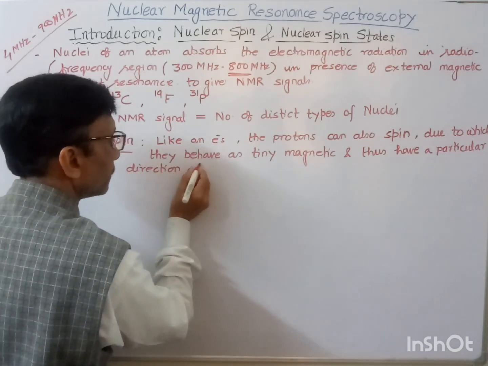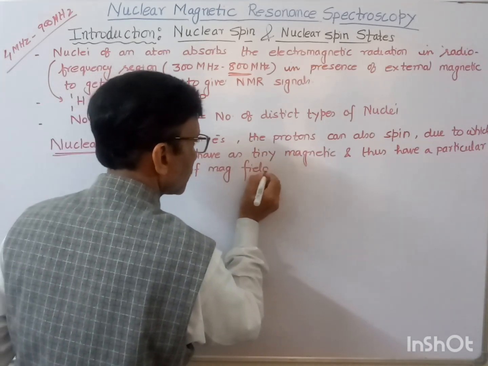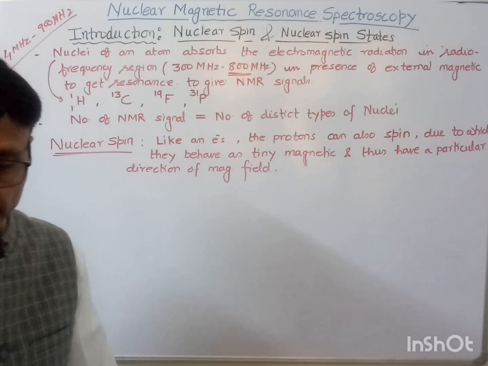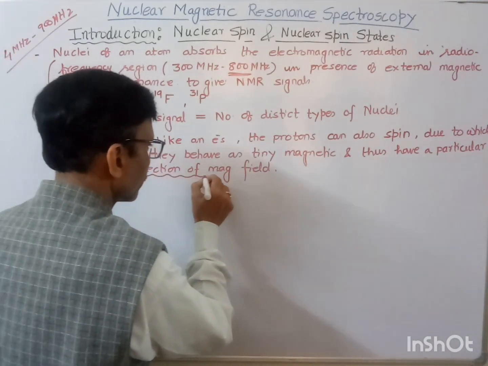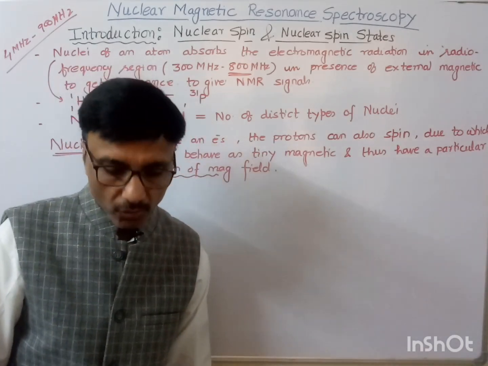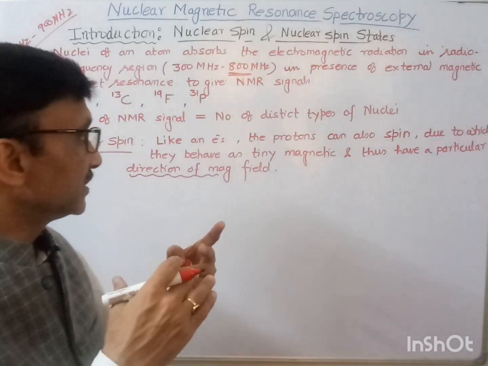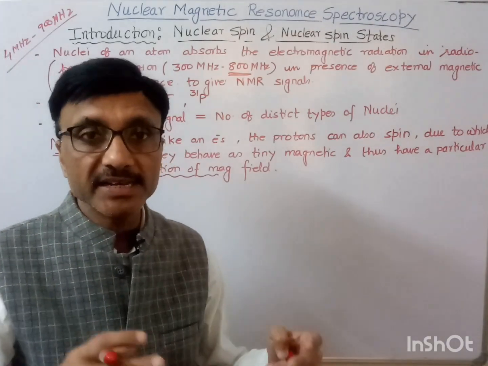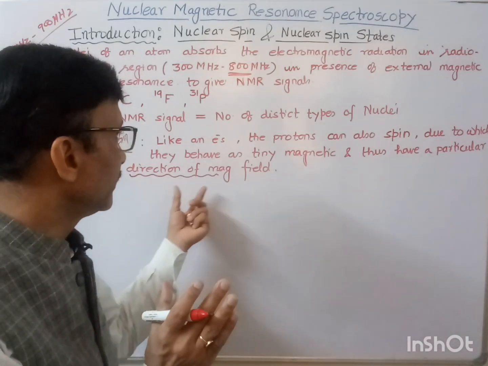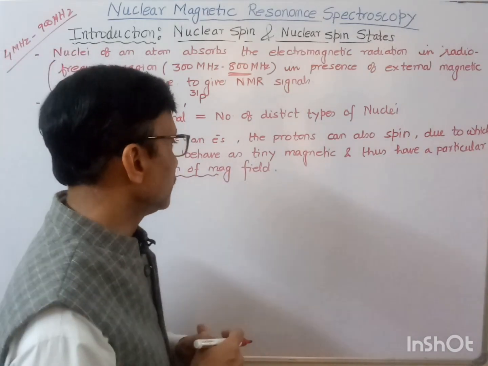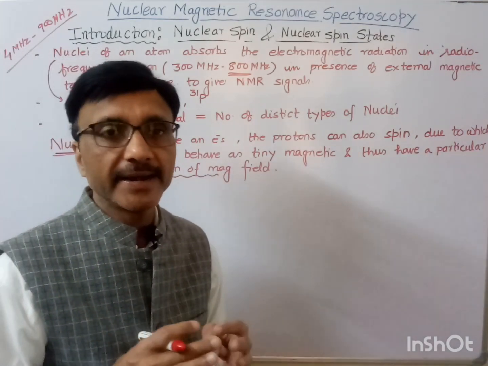Direction of magnetic field. We can know about the direction of this magnetic field also. So the direction of the magnetic field in a spinning proton, we can get it. This direction can be determined by the right hand thumb rule.